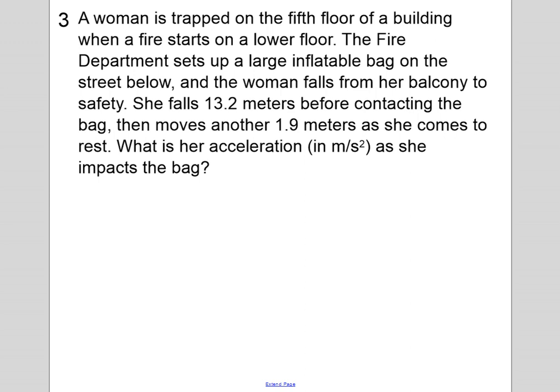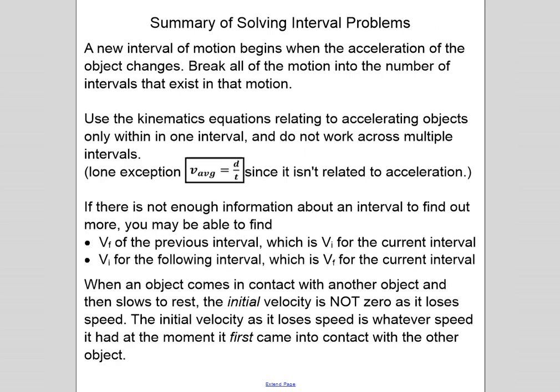Remember, no matter how complicated the interval problems are, here's a summary of how to go about it. Break the motion into the number of intervals that actually exist in that motion. Remember, every time the acceleration of an object changes, usually because it came into contact with a new object or it stopped being in contact with some object, then it's a new interval. Be sure to use all of our kinematics equations only within one interval at a time. You can't use them over 2 intervals. There is one note exception. V average equals d over t can be used across multiple intervals because it's not related to acceleration.